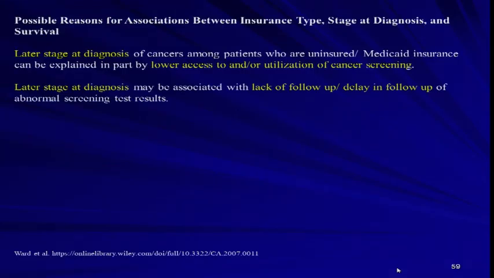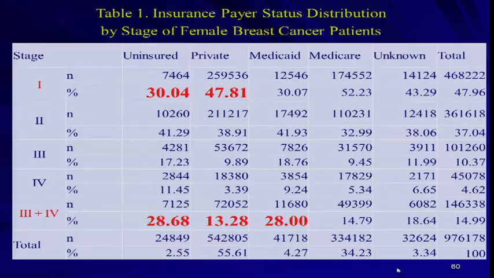Then, the possible reason for the insurance effect: one of those may be the later stage of diagnosis. If they are uninsured or underinsured or on Medicaid, it may be in part explained by lower access, follow-up, or utilization of cancer screening. They can't go to the clinic on time, or they don't have transportation, etc. Later stage diagnosis may be associated with lack of follow-up also. Then you see this one is just uninsured.